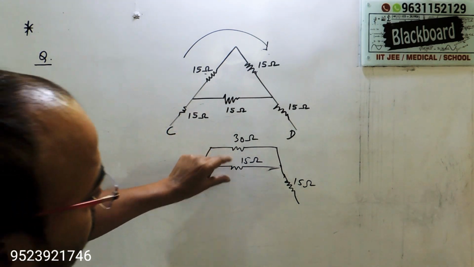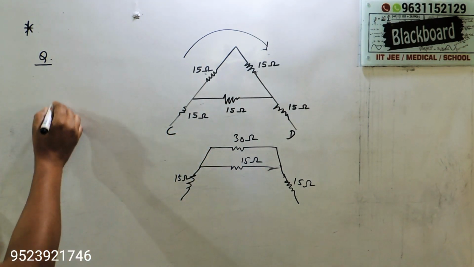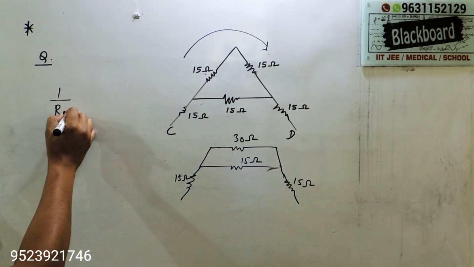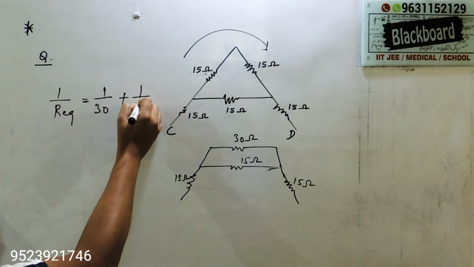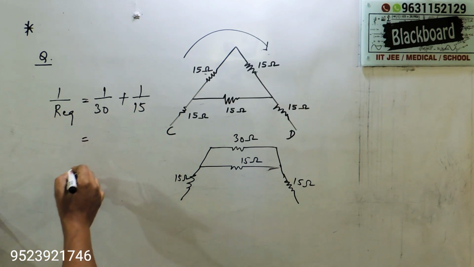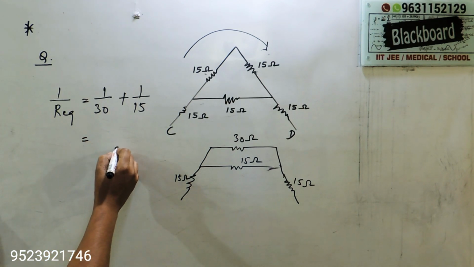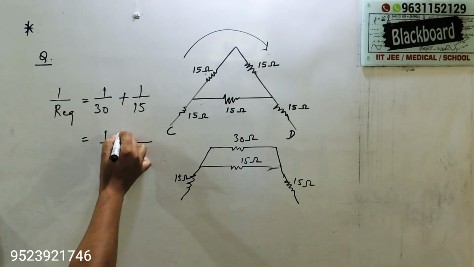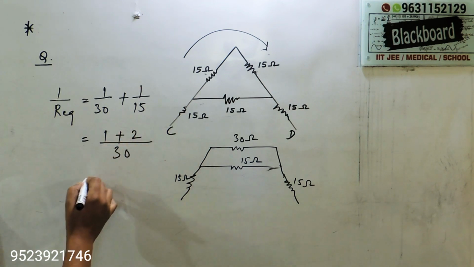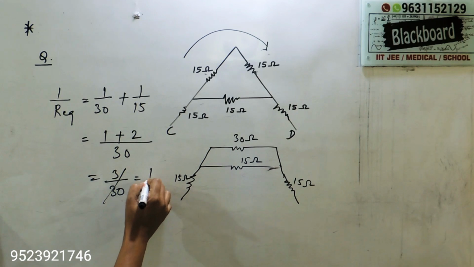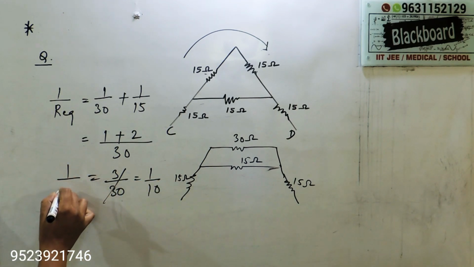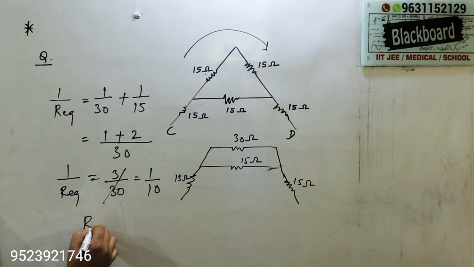Here 30 ohm and 15 ohm are in parallel, that means 1 by R equivalent for parallel is 1 by 30 plus 1 by 15. That means you can write this is equal to, LCM is 30, this is 1 and this is 2. That means this is 3 by 30, that means 1 by 10 is equal to 1 by R equivalent. That means R equivalent is equal to 10.